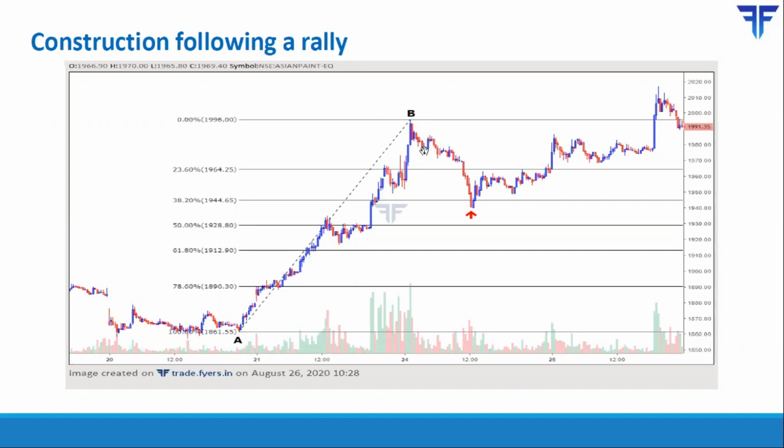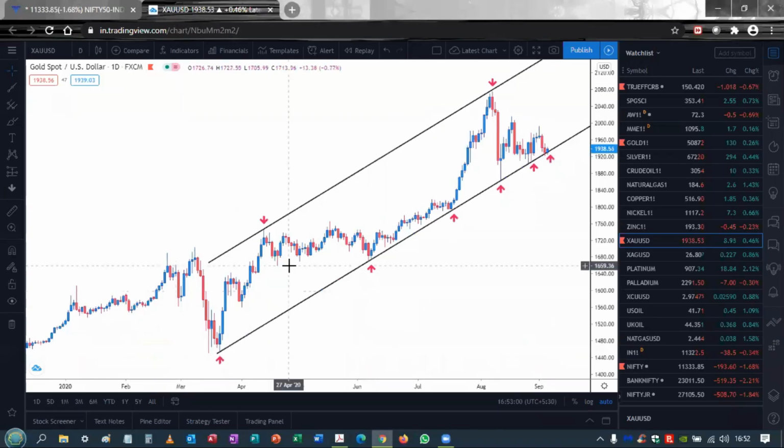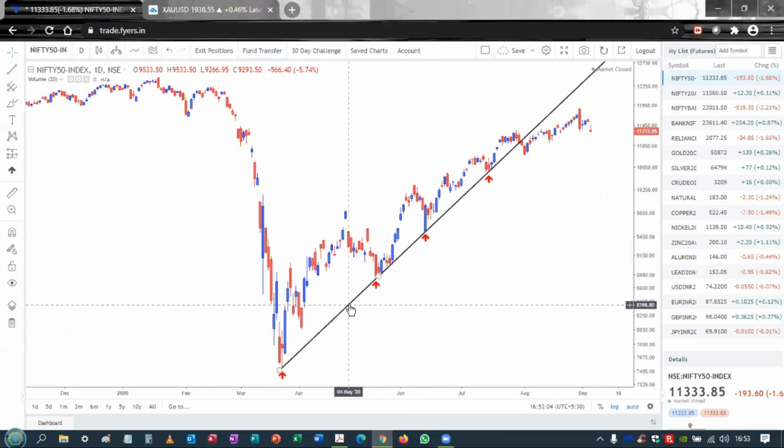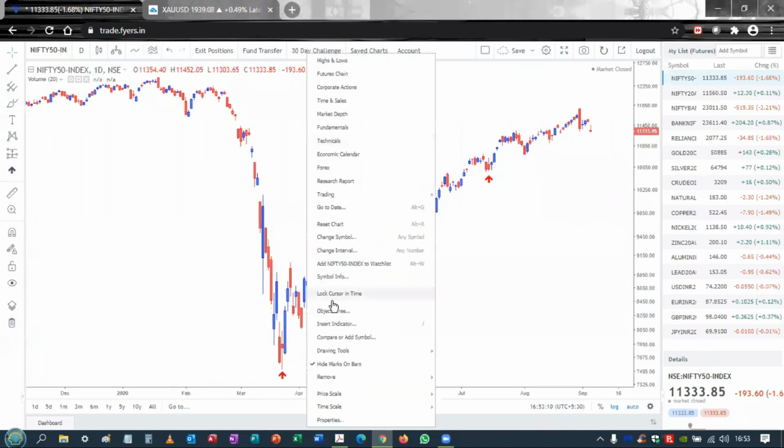The moment I see that the rally is showing signs of topping out, I will be interested in finding out where are the possible supports for this entire rally. So let me go to a particular chart. Now let me take the chart of Nifty for instance.